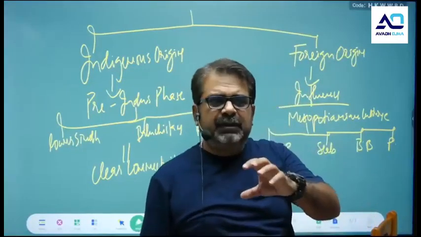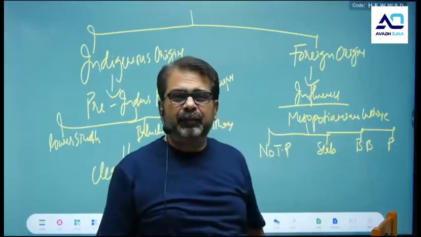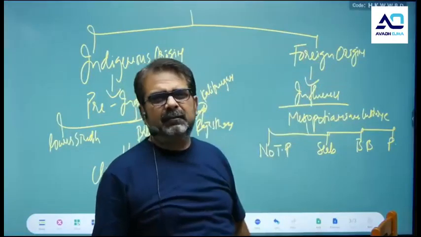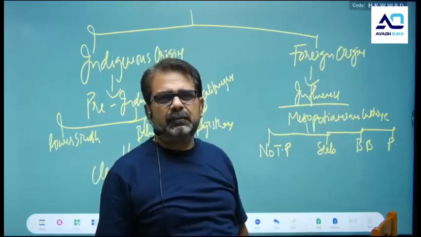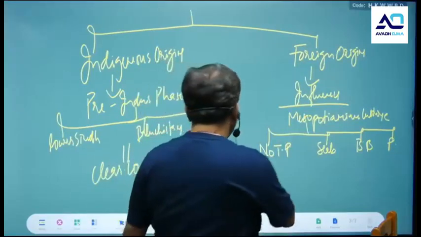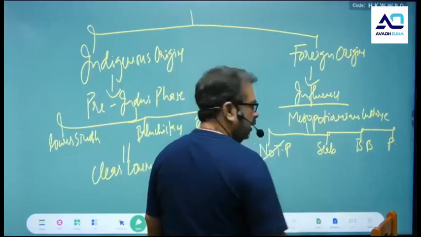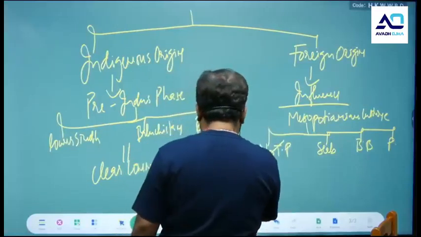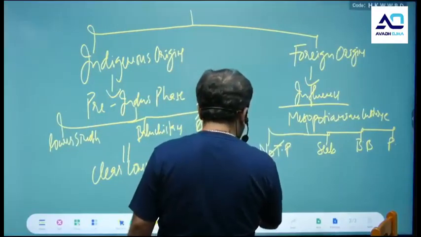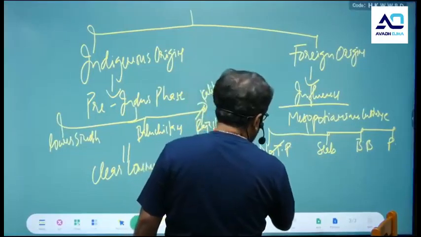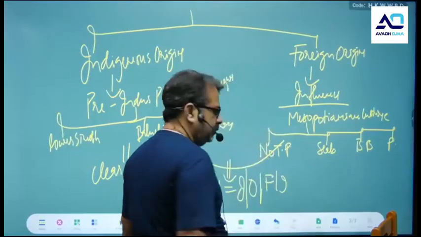For indigenous origin, connectivity is missing. For foreign origin, link is missing. So finally we can say that Indus Valley civilization had indigenous origin with foreign influence.